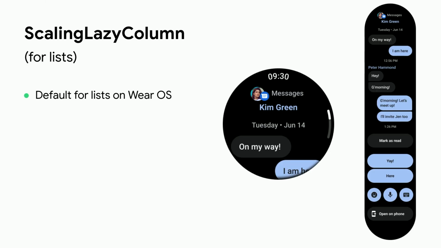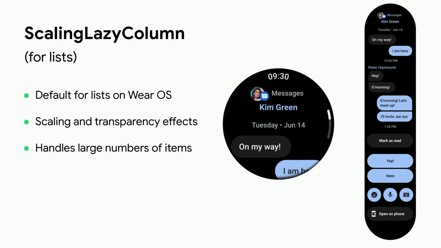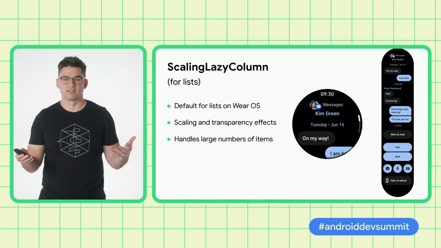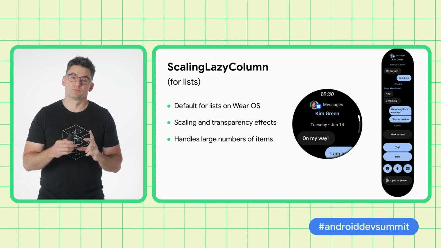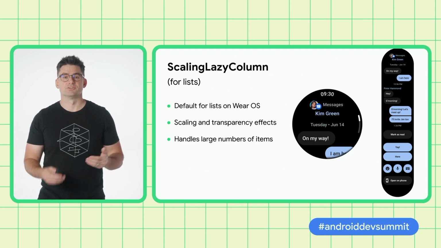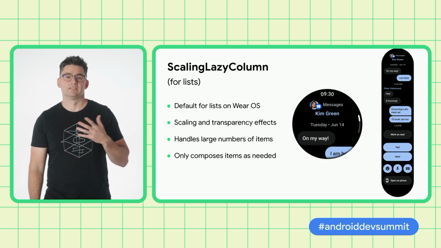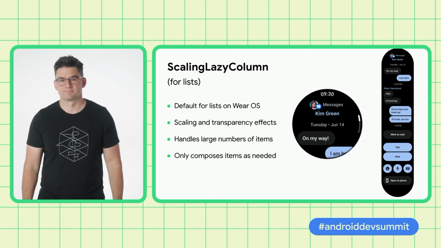All right, so scaling lazy column. It should be your default for any app on Wear OS. It gives you the scaling and transparency effects I just talked about, but it also handles a large number of items. You're probably guessing by the name that it was built with lazy column, and you'd be right. You get all the advantages of lazy column, which for instance, when you have a long list like what we see on the screen, you can only view a small portion of it. So lazy column does all those optimizations and only composes what's needed on the screen at the time. You get all that for free, and the nice scaling and transparency features.